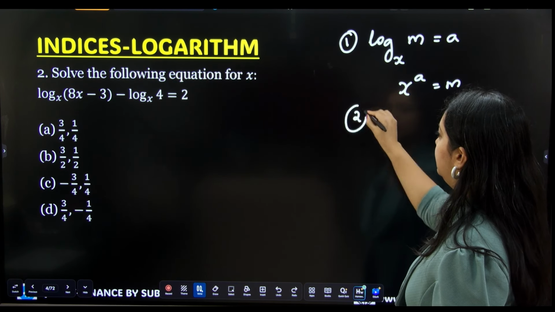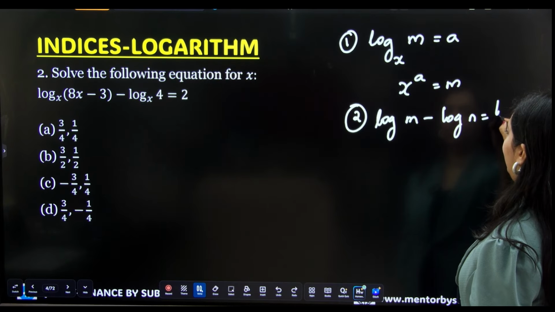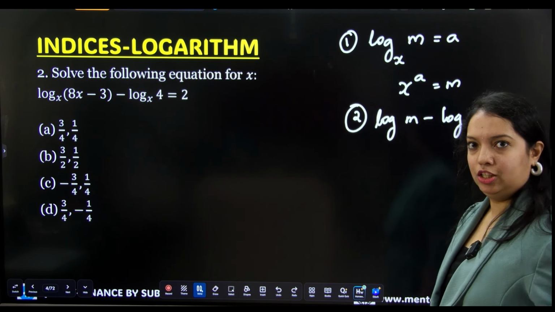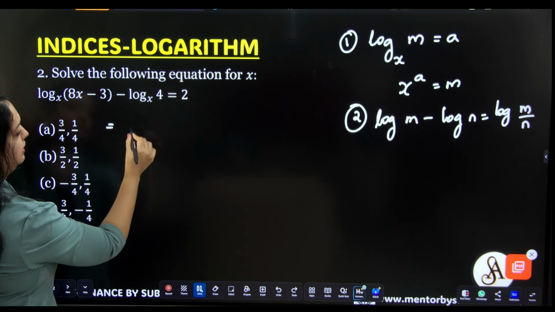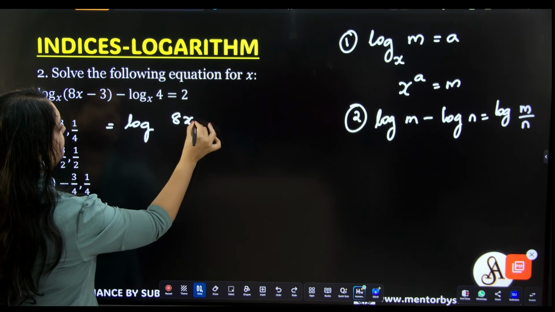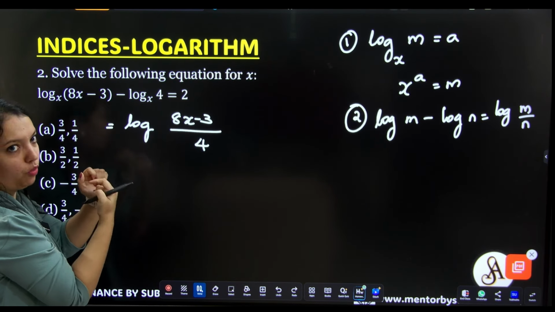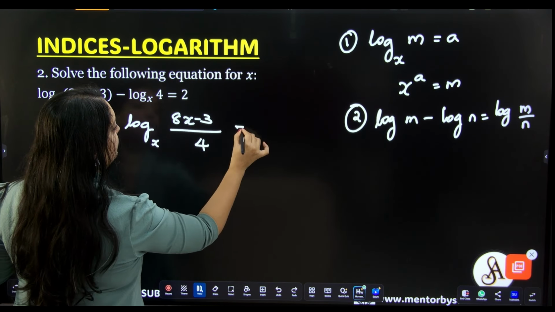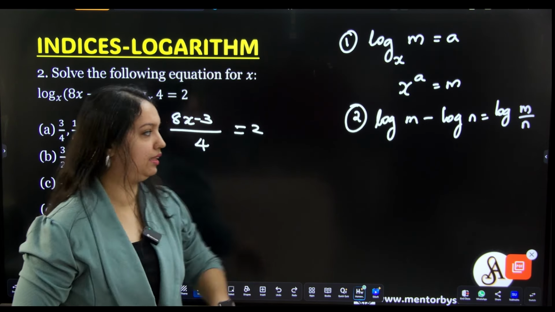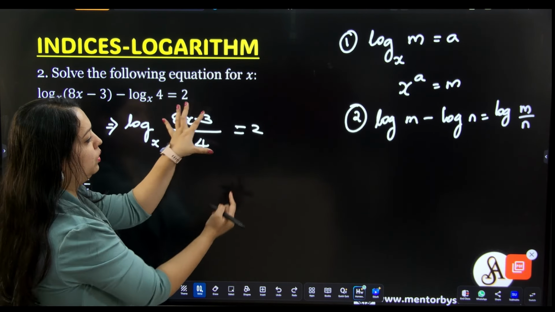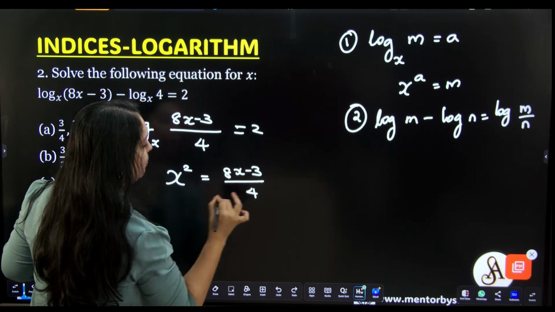Second formula. This is the subtraction rule. Log m minus log n is equal to log m by n. So the first step, from the second formula, log this minus log this can be converted as log of (8x minus 3) divided by 4, to the base x is equal to 2. After this, I am using the first formula, converting that into index number format. x to the power 2 is equal to (8x minus 3) divided by 4.